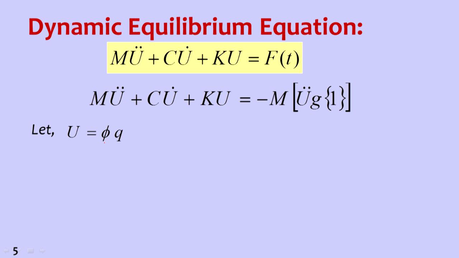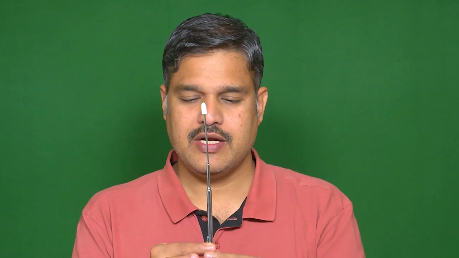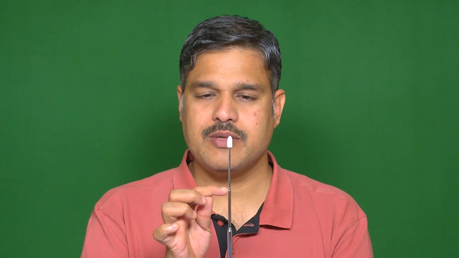We assume the solution to be u is equal to phi q. I will explain this phi q once again. Say this is a 3 degree of freedom structure, where mass is lumped at this location, mass is lumped at the second location, and mass is lumped at the third location. u is the displacement of the entire system, where we define displacements at mass 1 point, mass 2 point and mass 3 point. When the system is vibrating because of the action of external forces, we have to tell at which location and at what time.